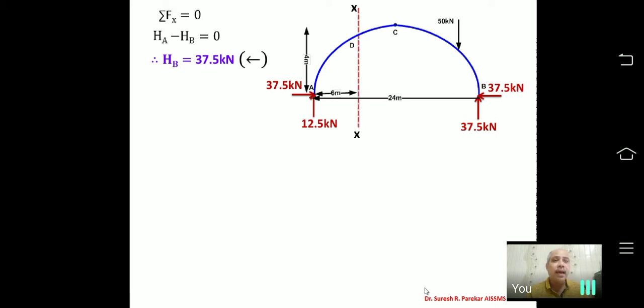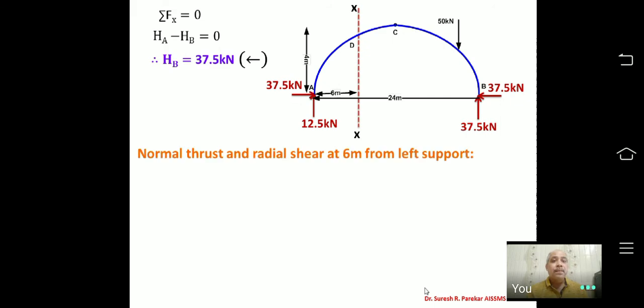Now we have to take at 6 meters section XX, and we have to consider left part because we are interested to find normal thrust and radial shear at D. You can take right part also, but it becomes difficult. We have to take all the loads. Instead of this, left part becomes easy. Now normal thrust and radial shear at 6 meter from left support. So now we will consider only portion which is left of XX.